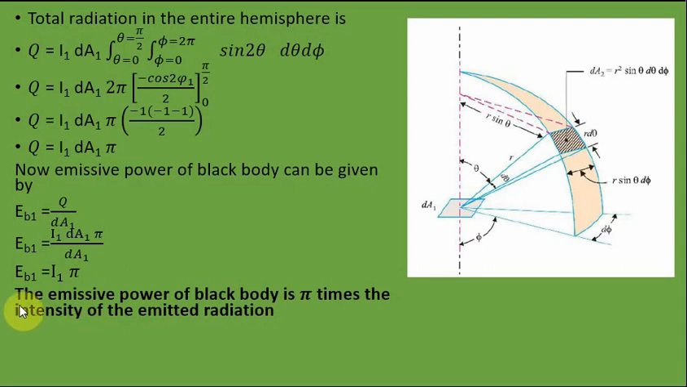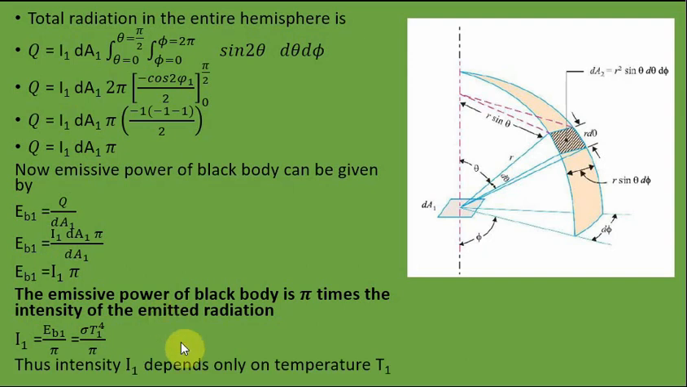So this is a very important derivation or relation, and we can also write it as I1 is equal to EB1 by pi. EB1 is the emissive power of the black body, which can also be written as sigma T1 raised to 4 divided by pi. This relation is from Stefan-Boltzmann. Thus the intensity of radiation I1 depends only on temperature, because sigma and pi are constants.